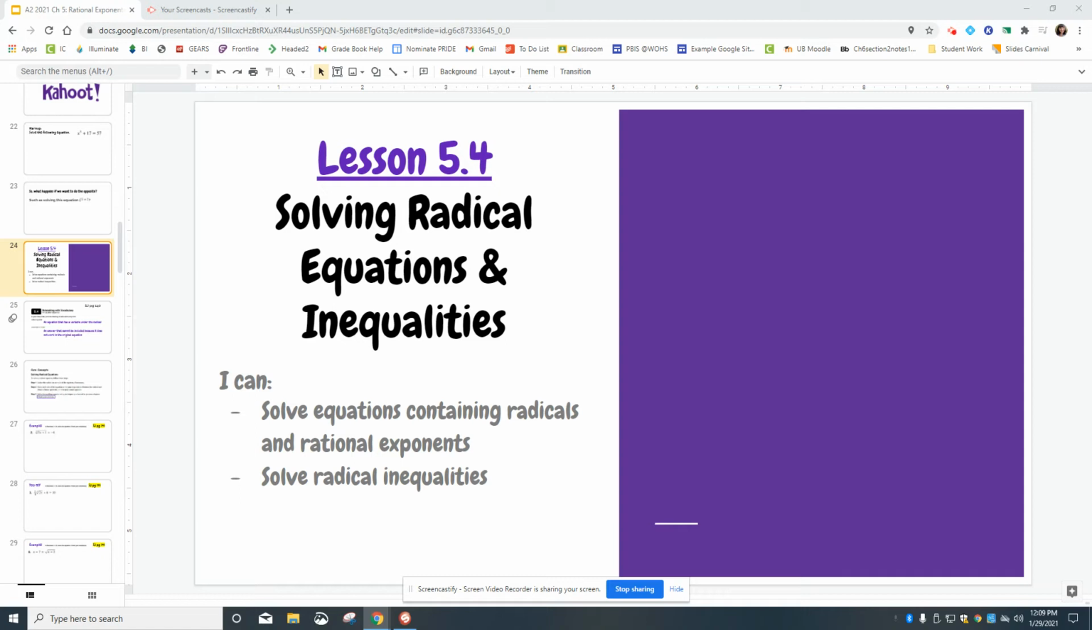In this video, I'm going to teach you lesson 5.4, which is solving radical equations and inequalities. For this lesson, we're going to talk about how you solve an equation when it has a radical or when it has rational exponents, and then also follow the same ideas with a radical inequality. First thing we're going to start with is some vocabulary.